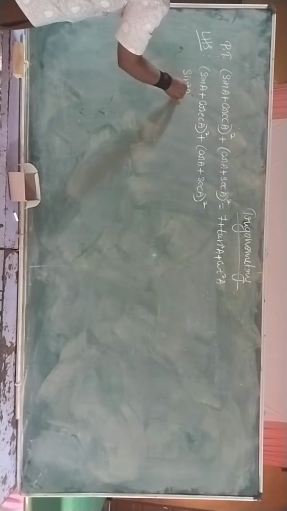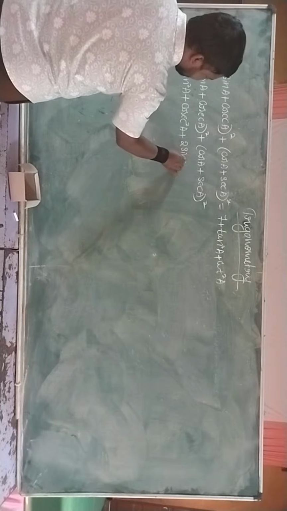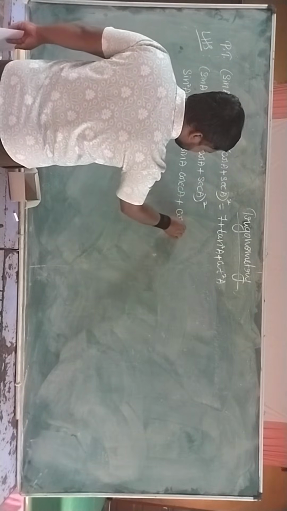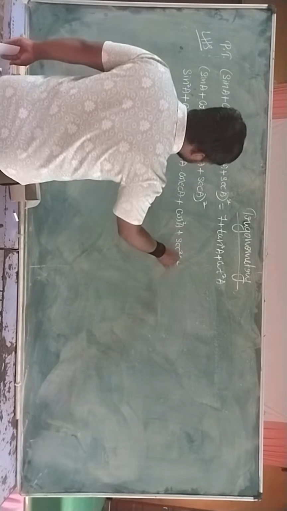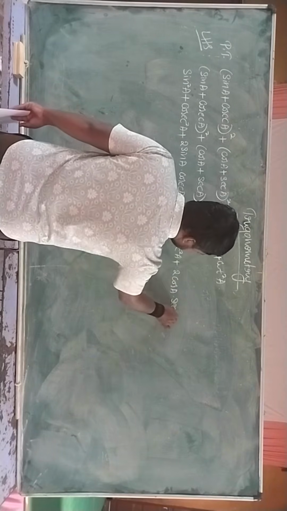So you can expand this (A + B) whole square. The expansion of (A + B) whole square is A square plus B square plus 2AB. So A is sin A: sin square A plus cosec square A plus 2 times sin A into cosec A. Similarly, cos A plus sec A gives cos square A plus sec square A plus 2 times cos A into sec A.